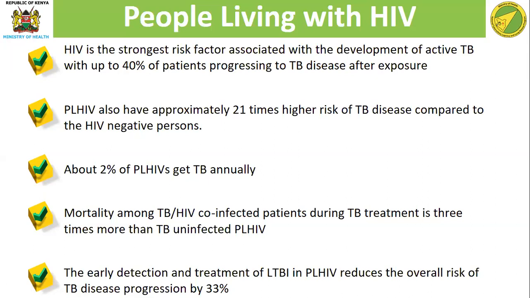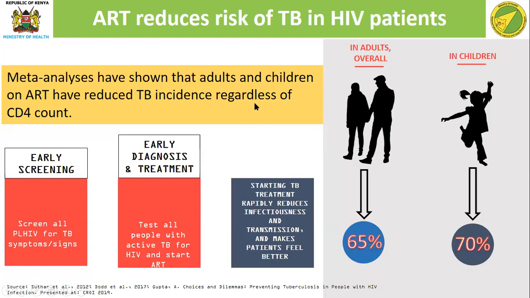So early detection of the HIV status and treatment of latent TB reduces the overall risk of TB progression by about 33%. But now when combined with ART, because ART by itself is able to reduce the risk of TB among people living with HIV, and combined now with TB preventive therapy, then the overall risk reduces by almost 100%.